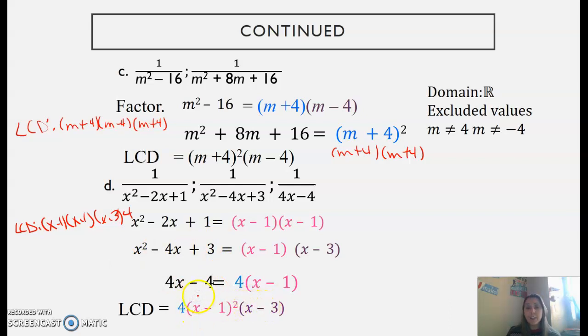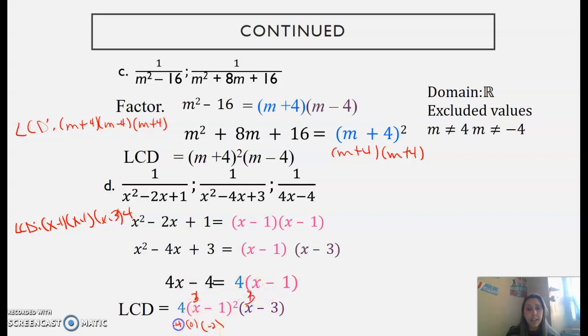Well, 1. So if I made x, we say x is equal to 1, I'm going to get 4 times 1 minus 1, which is 0, and 0 squared is 0. And then I get 1 minus 3, which is negative 2. Well, 4 times 0 is 0, so then that makes 0 times negative 2, 0. So it can't be positive 1. Well, what if we made it positive 3?